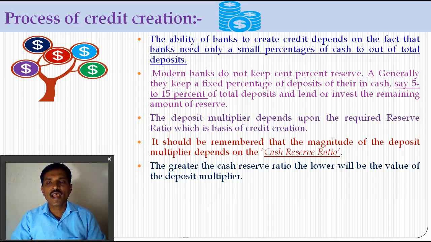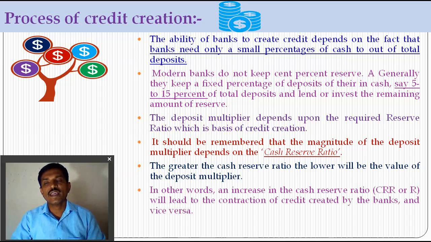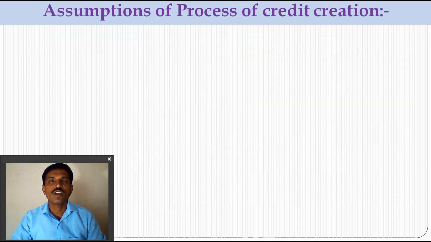The greater the cash reserve ratio means the lower the value of the deposit multiplier. In other words, an increase in the cash reserve ratio will lead to a contraction of credit creation. The more amount kept outside means the less credit creation, and more distribution of the loan means more credit creation. Less amount of CRR kept outside means more distribution of loans and more credit creation. So it's called credit creation.